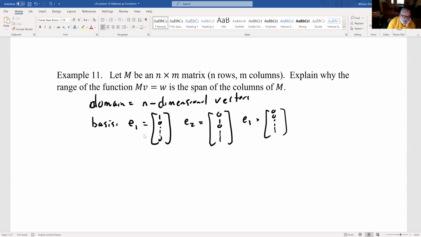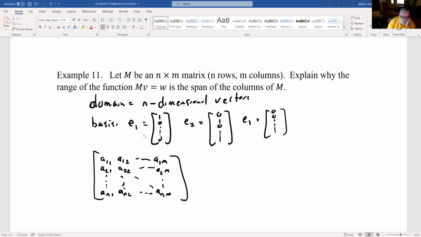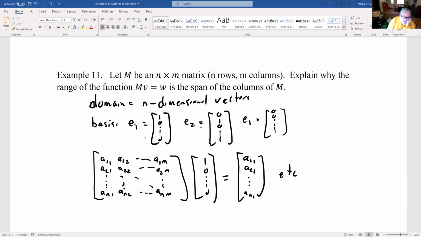So if my matrix is A11, A12, out to A1M, we have M columns, and A21, A22, dot, dot, dot, A2M. The first number is the row number, the second number is the column number, AN2, dot, dot, dot, ANM, times E1, which is 1, 0, dot, dot, dot, 0. That's going to give you just the first column, A11, A21, like we saw above, AN1, etc. So M times E2 equals the second column. And M times E sub n would be the nth column.